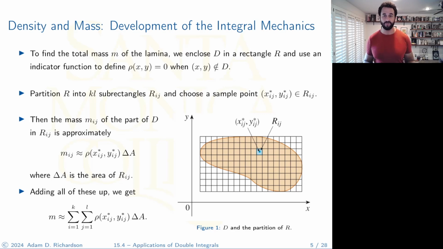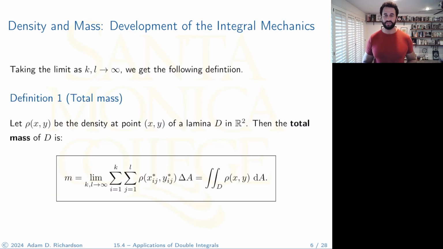We're going to see it over and over again, but you basically have this function, you have this differential here, or sorry, you just have this value here. And then when we take the limit as the partition gets more refined, we get a double integral. And this is what we're going to call the total mass. So taking the limit as k and L go to infinity, we get the definition of total mass, and it is this double integral right here. All right?